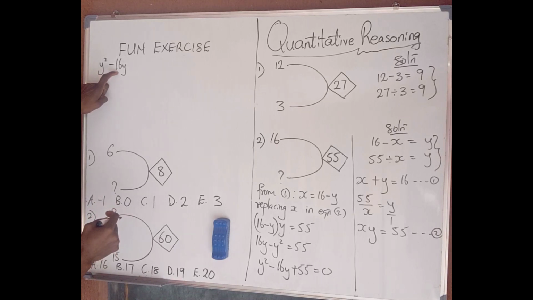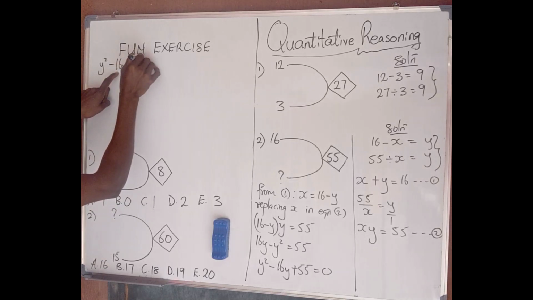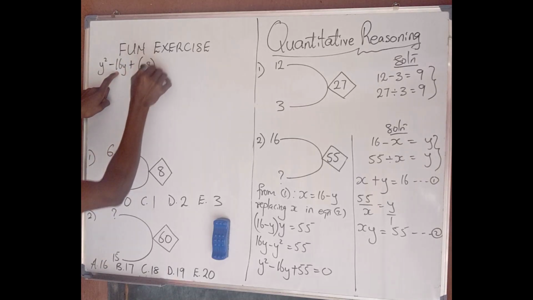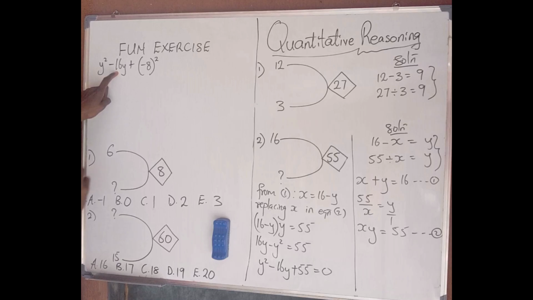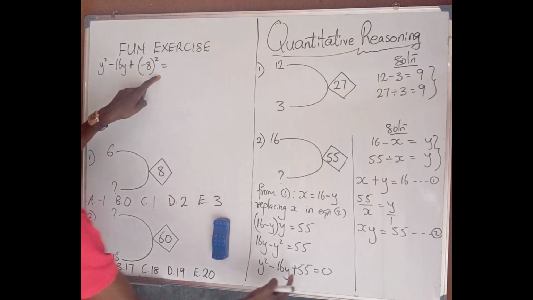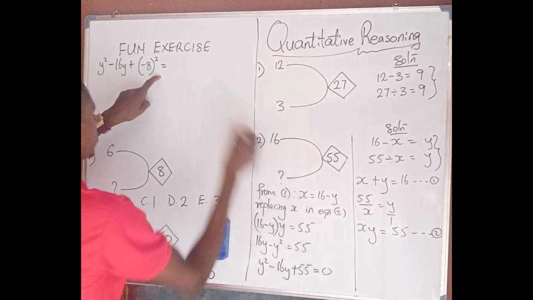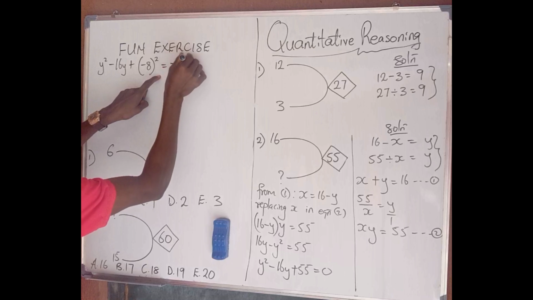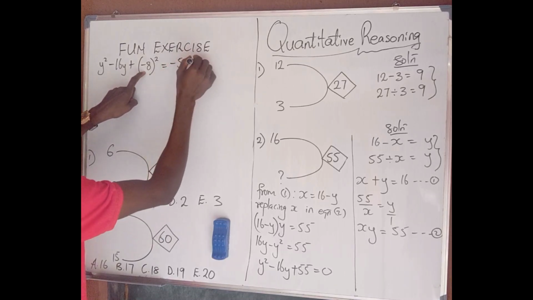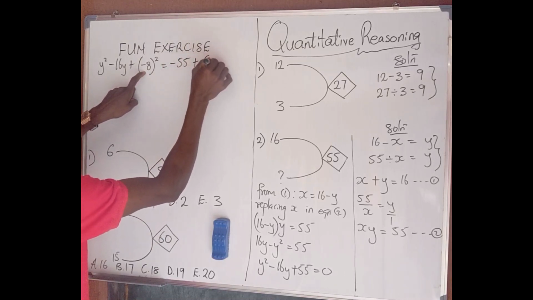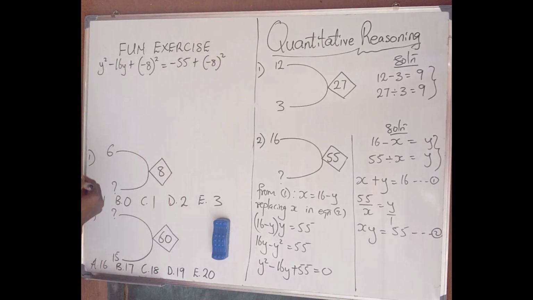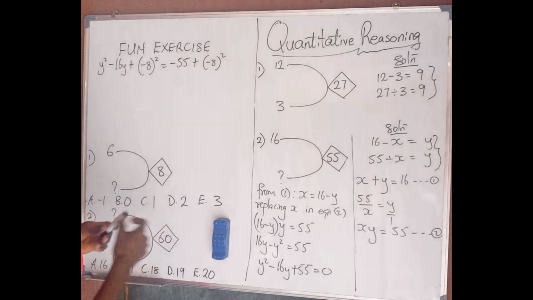So if I divide this by 2, I will have minus 8. So I have plus minus 8. Then I have to square it again, okay? All right, so let me shift this positive 55 over to this side. That will become negative 55. I'll add this to here again, plus minus 8 squared, okay? I'm using the completing the square method.